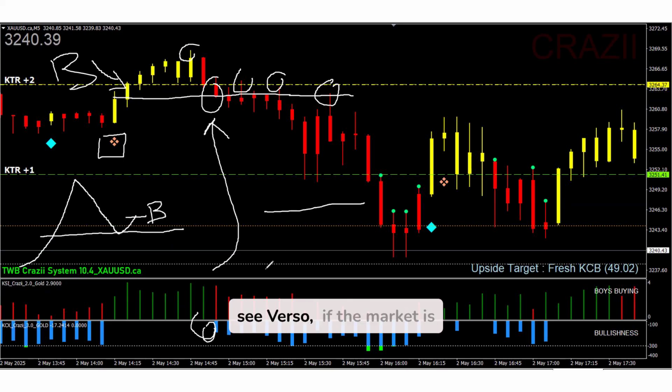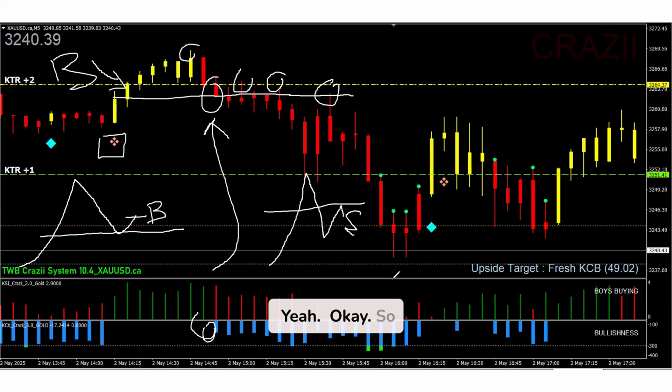So vice versa, if the market goes up, it's a buy, then it comes down, back down here, recovers here, comes down. This sell will be fantastic. Okay. So this is why I'm saying that there is a difference in rejection trade.